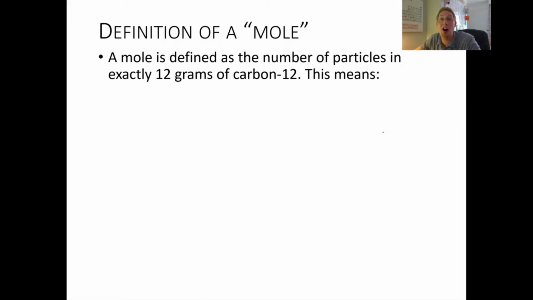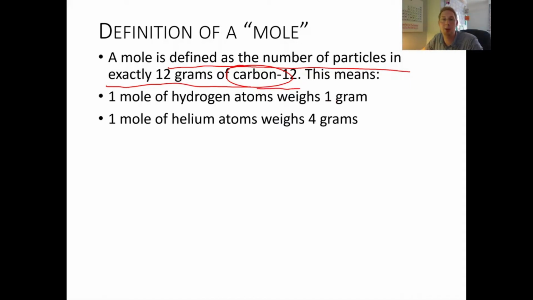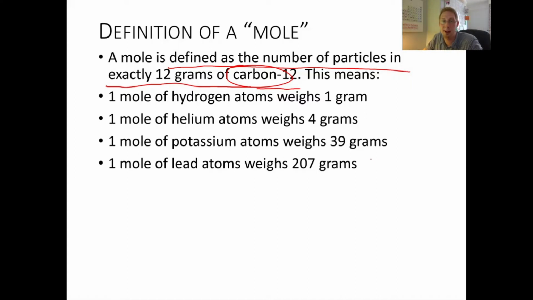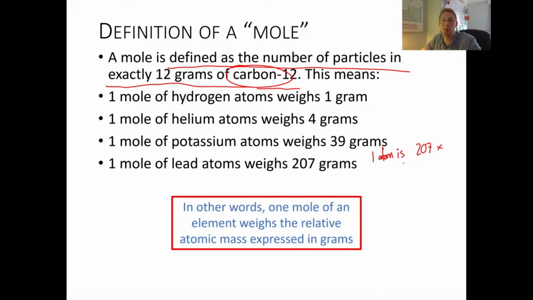In fact, a mole is defined, and you do need to know this at A level, as the number of particles in exactly 12 grams of the isotope carbon-12, which means 1 mole of hydrogen is 1 gram, 1 mole of helium atoms is 4 grams, 1 mole of potassium atoms is 39 grams, 1 mole of lead atoms is 207 grams, because 1 atom is 207 times as heavy, so any particular number of atoms, 1 mole of atoms, is also going to be 207 times. In other words, 1 mole of an element weighs the relative atomic mass expressed in grams.